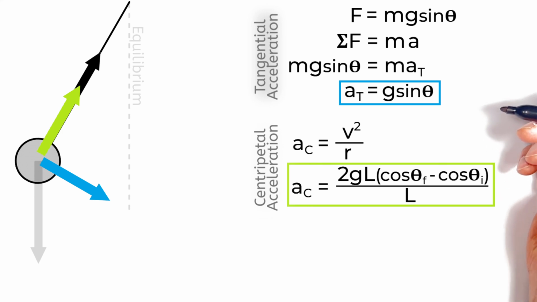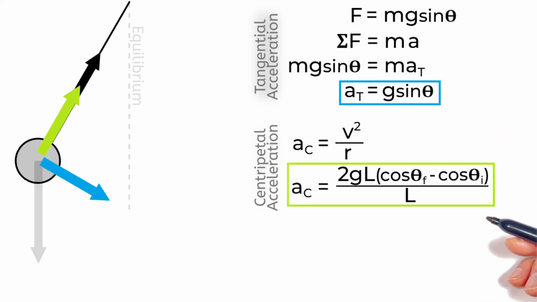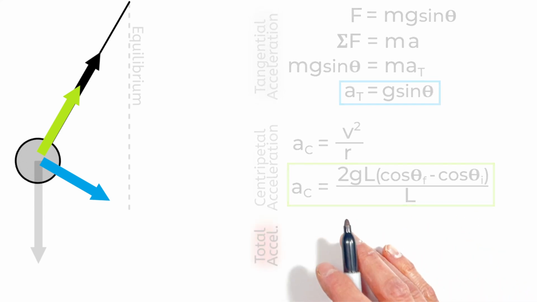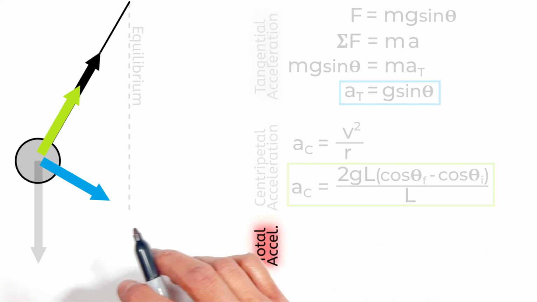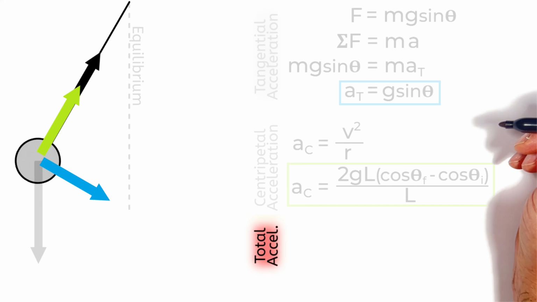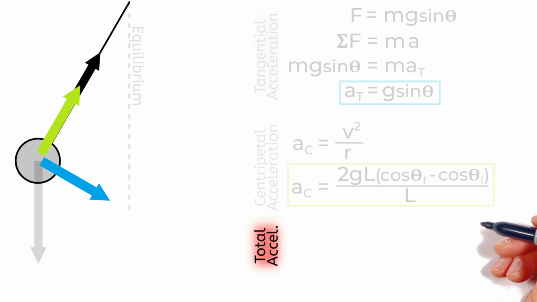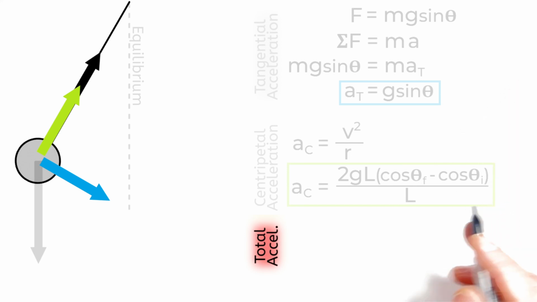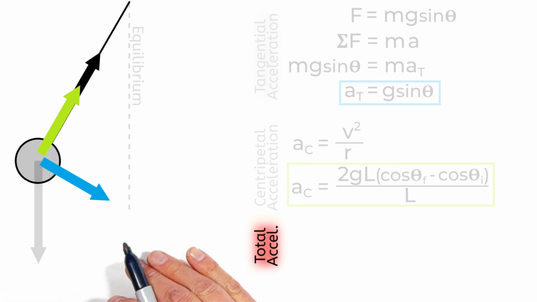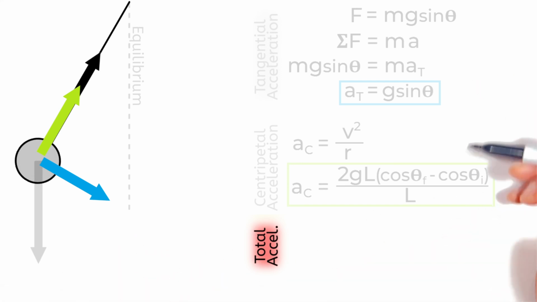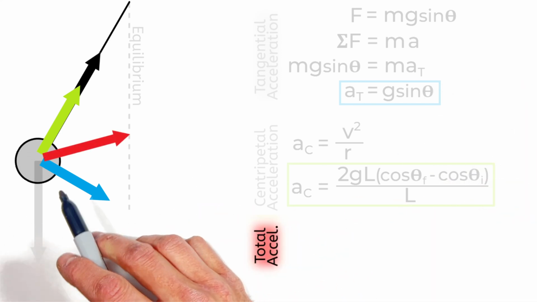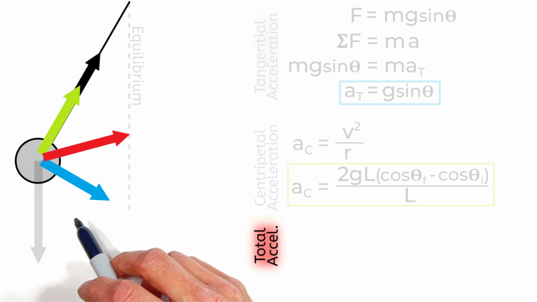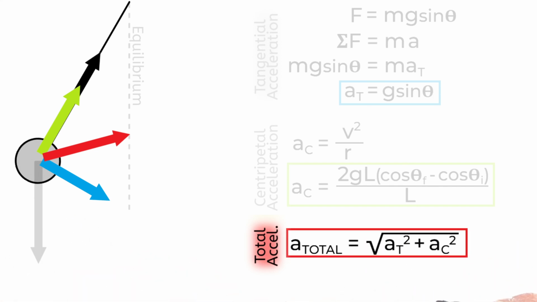So now that we have expressions for both the tangential and centripetal accelerations of our pendulum bob, you'd think we would be all done here. But the issue that comes up in physics quite often is sometimes you'll be asked to solve for the tangential acceleration or the centripetal acceleration, but sometimes you're asked for the total acceleration of the pendulum bob, the total being the combination of these two accelerations. Now, because these two accelerations are at right angles to each other, what we're going to do is combine these two acceleration vectors using the Pythagorean theorem.